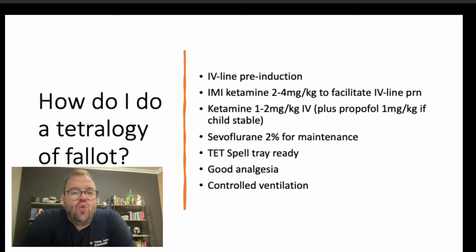I have what's called a TET spell tray ready. Very good analgesia is needed, and I use controlled ventilation in this instance, okay?